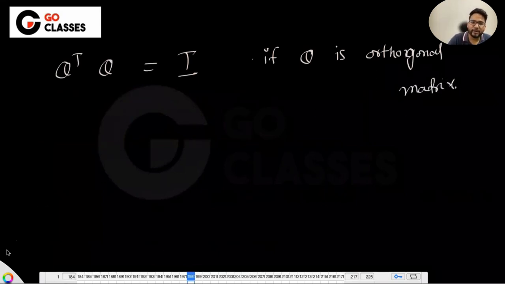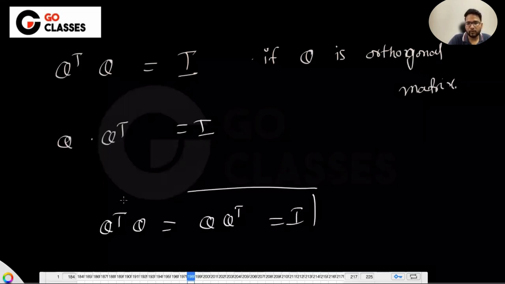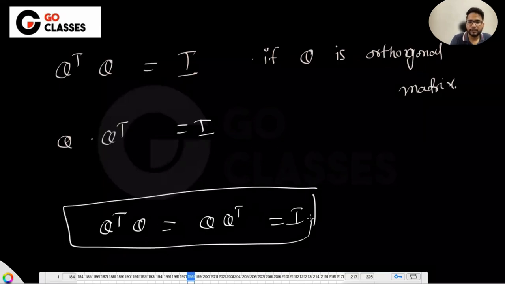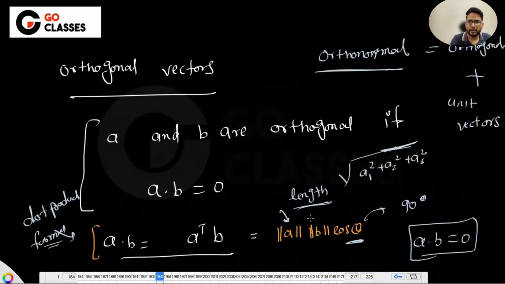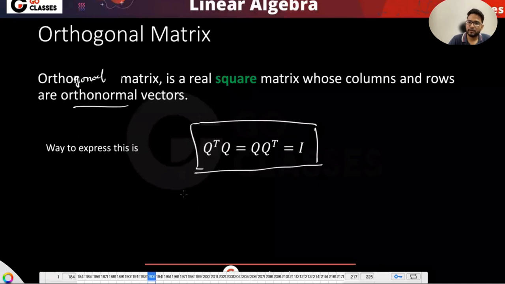And since these are square matrices, if A into B is identity, then B into A is also identity, which means Q into Q transpose is also identity. Basically, you can write in one line: Q transpose into Q equals Q into Q transpose equals identity for orthogonal matrices. This is just the definition of orthogonal matrices. Okay.